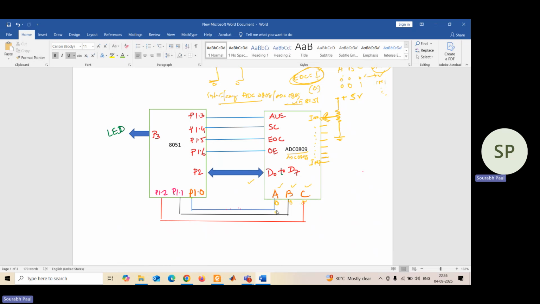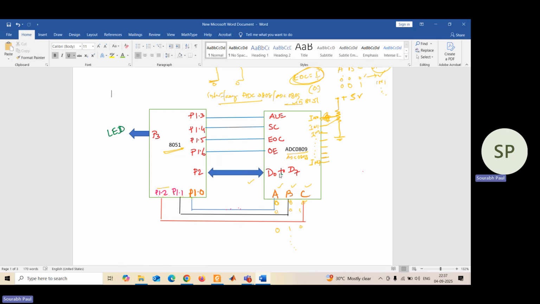Now, for example, if I give 0, 0, 1, okay, ABC value, if I take 0, 0, 1, then definitely you should give input to the second line, not the first line. So you should give input to the IN 1 line. Okay. And suppose if it is 0, 1, 0, then you should give it in IN 2 and so on. Okay. Now, this ABC line I have connected to P1. P1.0 is connected to A, P1.1 is connected to B, P1.2 is connected to C. So I'm talking about port 1 different pins of 8051. This configuration I have used.